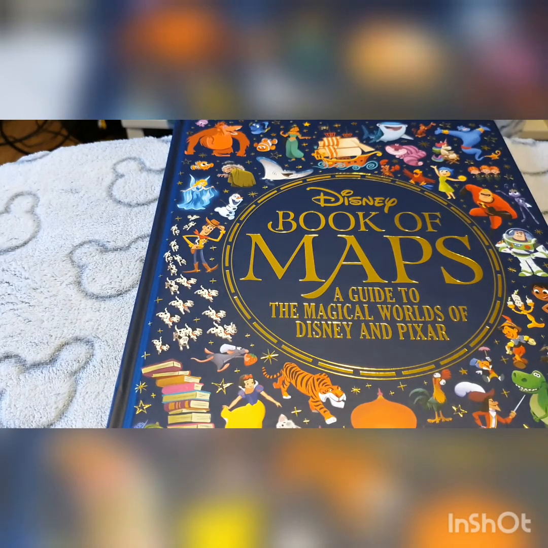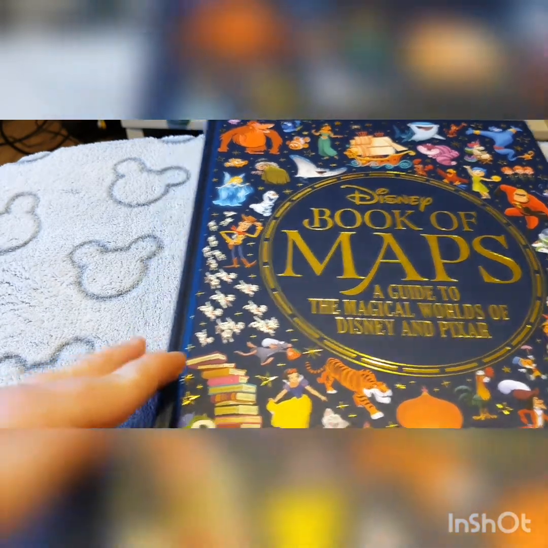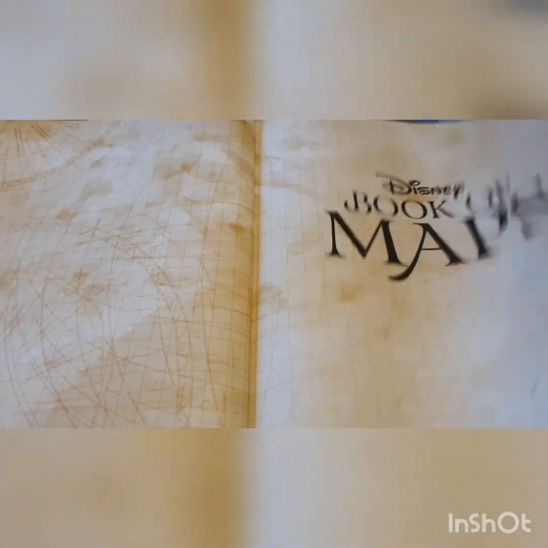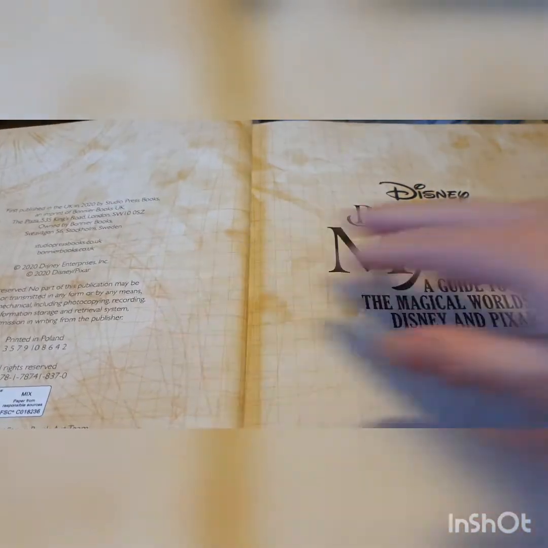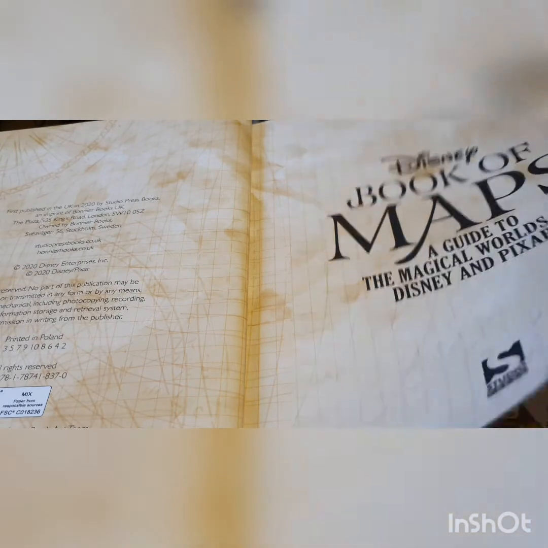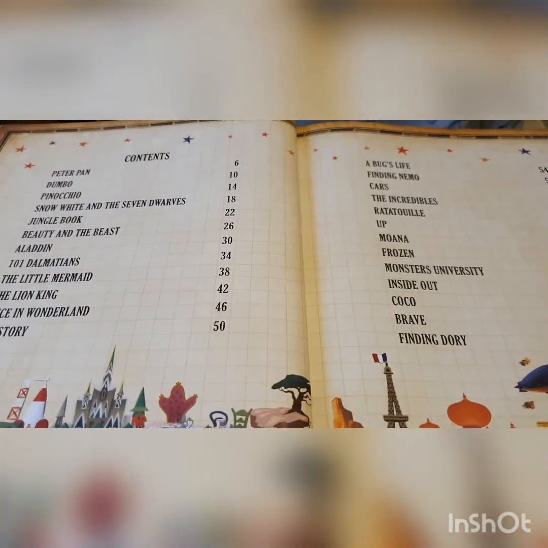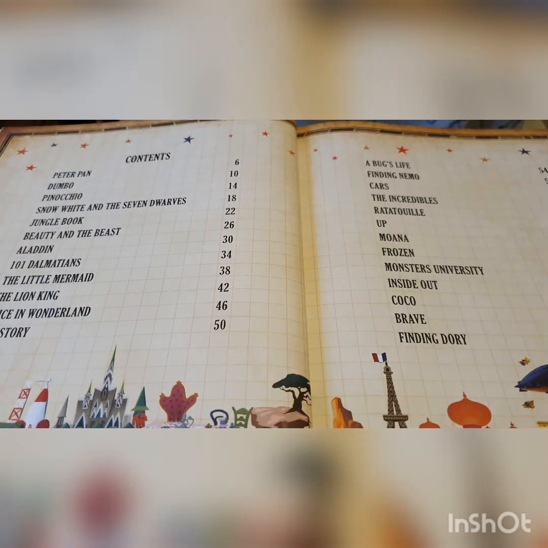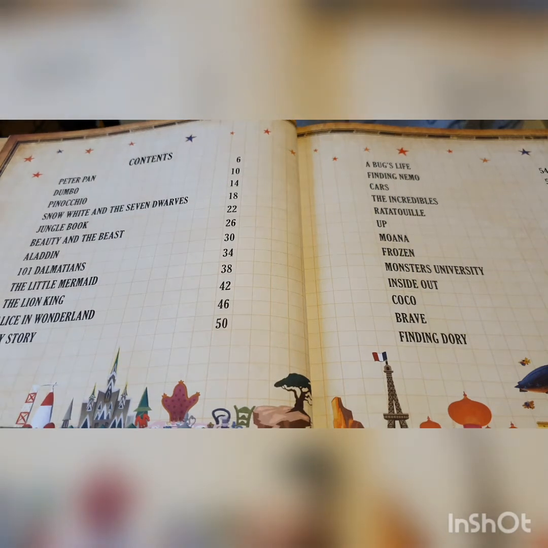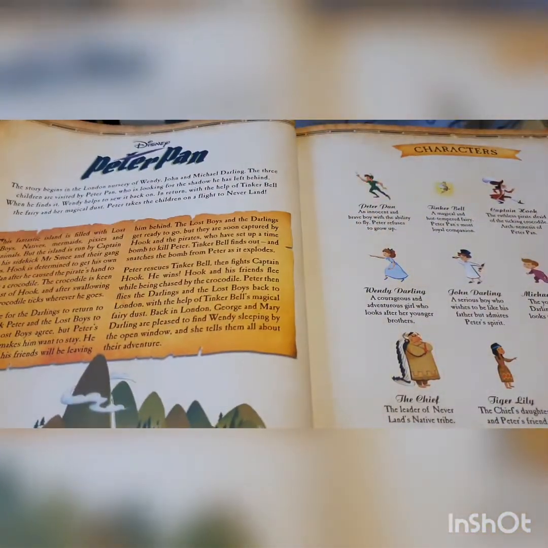So here is the book up close, and let's go and see the different films that we're going to be looking at today. Now we've already seen this book when looking at the Lion King's map, and today we're going to be looking at Peter Pan, Dumbo, Pinocchio, Snow White and the Seven Dwarfs, The Jungle Book, and Alice in Wonderland. So let's get straight in with Peter Pan.